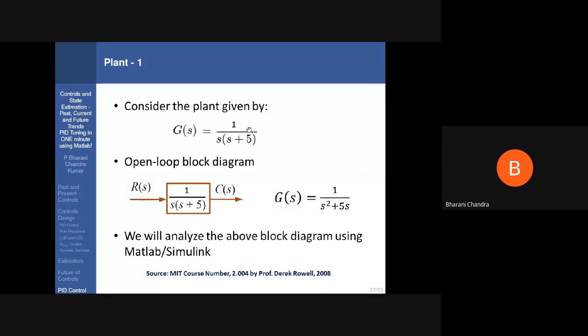So this is one such plant. G(s) equals 1 by s into (s plus 5). The important thing to observe here is that the plant itself has inherent integral action. And this is the open loop block diagram, and we'll try to analyze what is happening using Simulink.